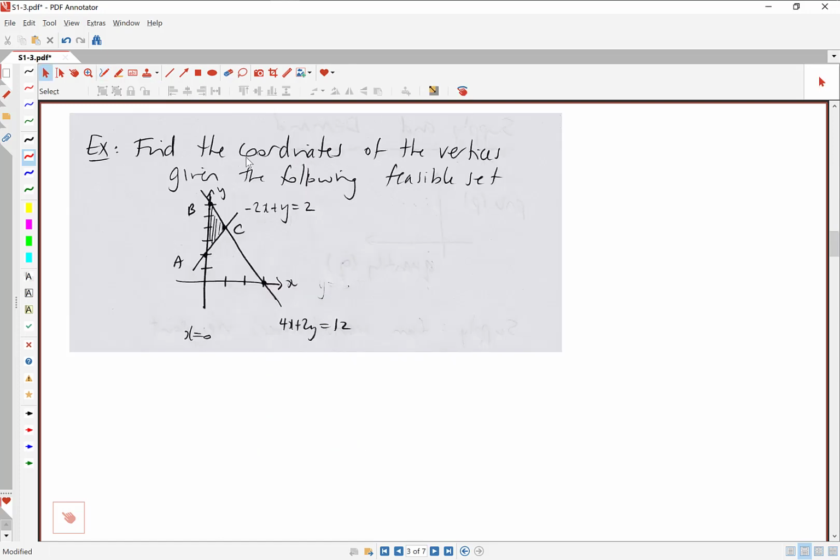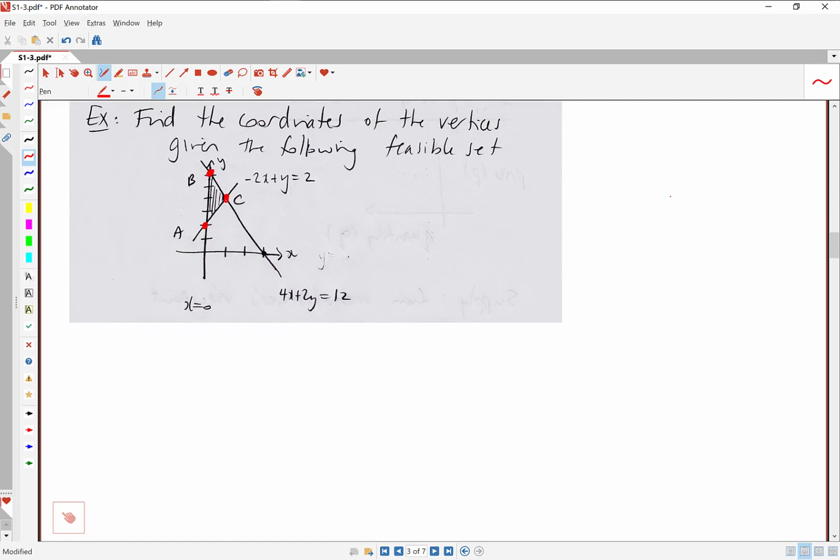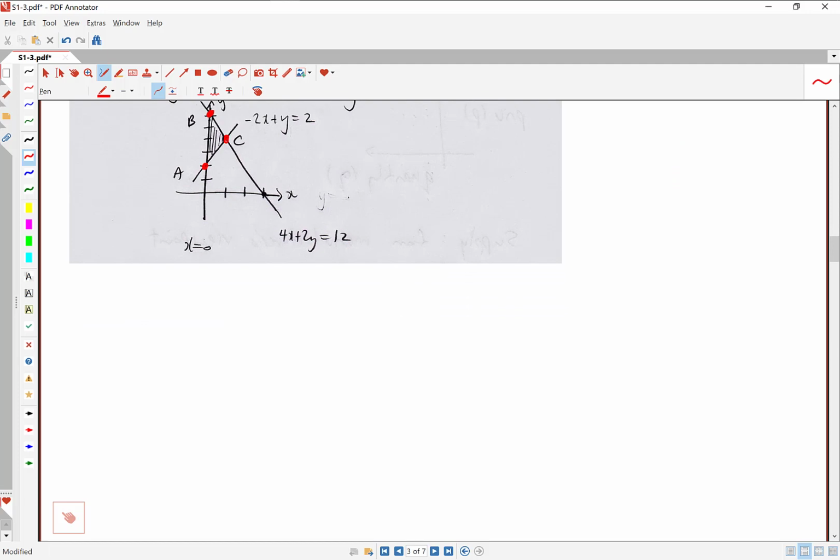So in our next example, we want to find the coordinates of the vertices given the following feasible set. You can see the feasible set is this region that's shaded here in the diagram. It's a triangular region, and the vertices just means the corners here. So let me put them in red, and we've got them labeled. We know they're called A, B, C. We've got a little bit of information in this diagram about what the equations of the various lines are. So let's go about finding points A, B, and C.